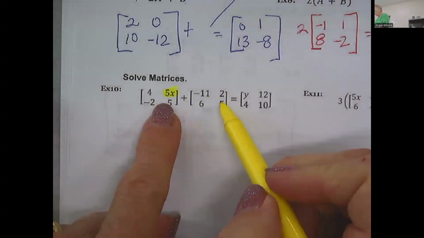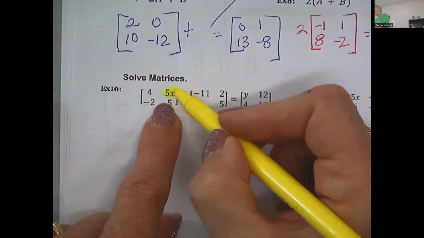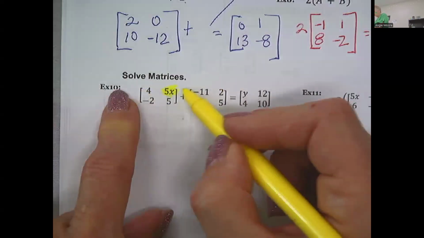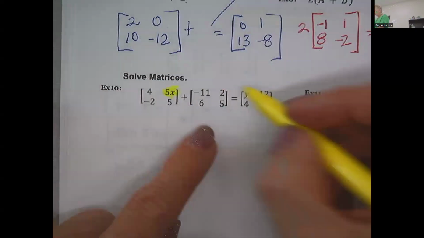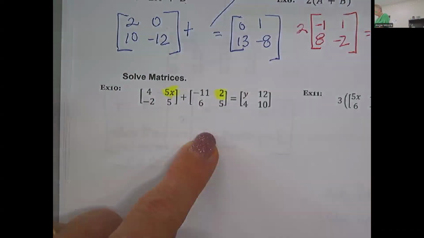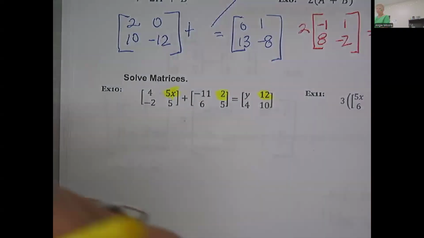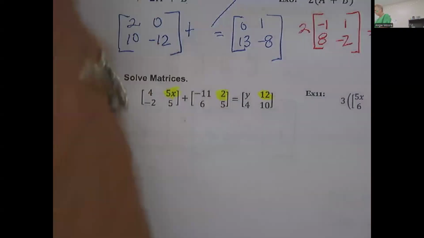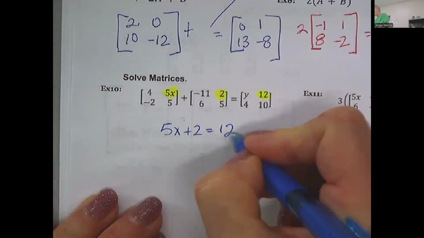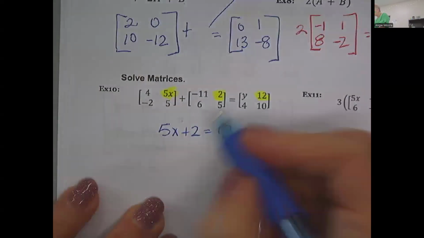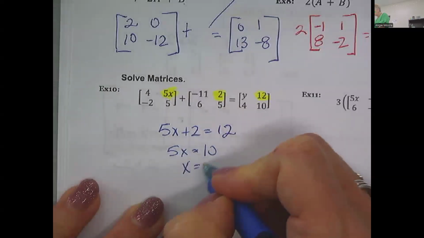But when we add matrices, we add each location. This is in row 1, column 2. That's going to go with row 1, column 2 here. And when I add those, it tells me I should equal 12. So these are like a little puzzle. This means 5x plus 2 should equal 12. And there we go, can solve that out super quick. 5x equals 10, x is 2.